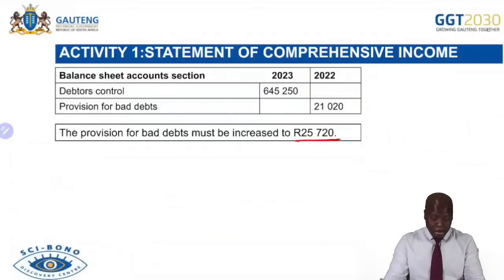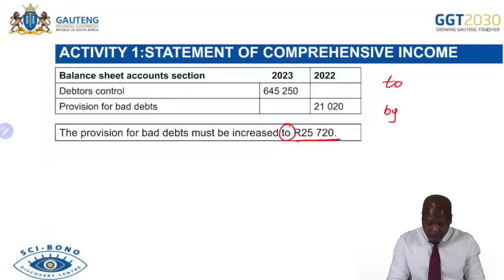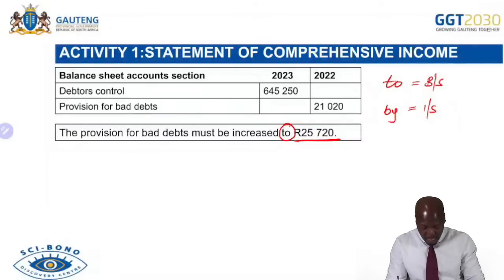Normally, I would say, once you see an adjustment like this, and it says the provision for bad debts must be increased to this, we're going to have two terms here. We have "to" and we have "by". If they say provision for bad debts has been adjusted to, the "to" amount goes to your statement of financial position, the balance sheet. But the increase or decrease by, this is what goes to your statement of comprehensive income.